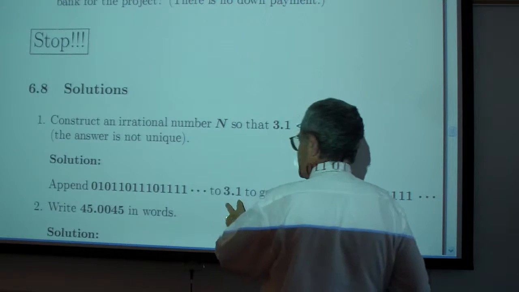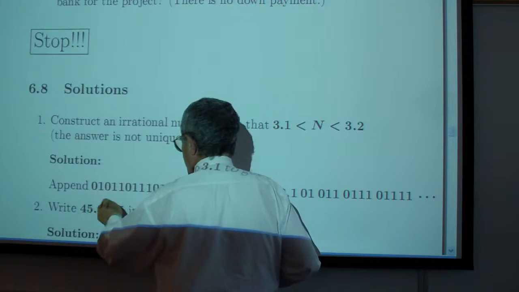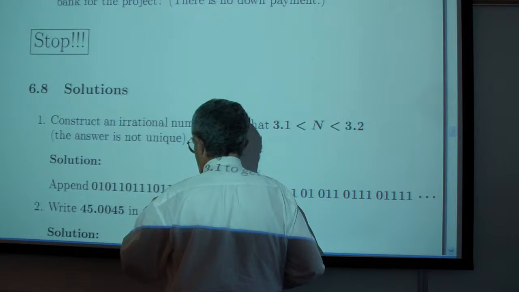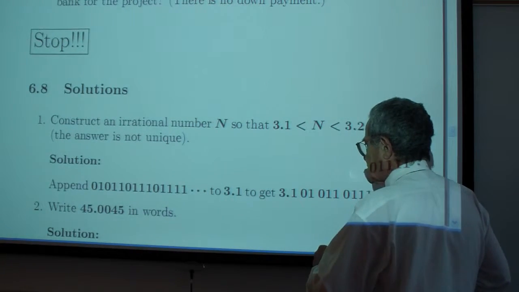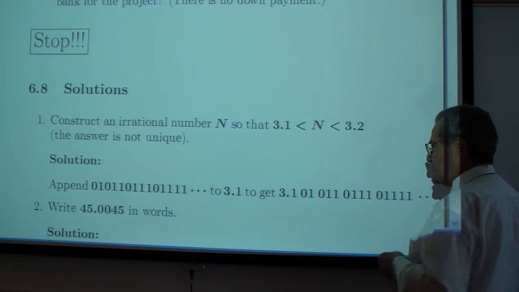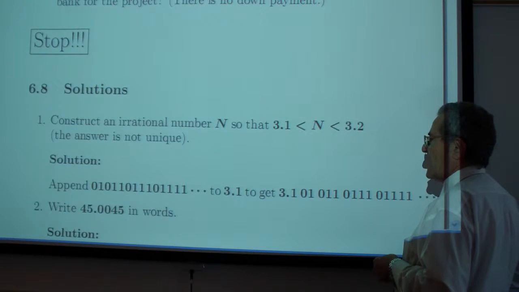Take 3.1, append 0, 1, 0, 1, 1, 0, 1, 1, 1, 0 with 4 ones, 0 with 5 ones, 0 with 6 ones, and so on, just to make sure that you have no pattern that repeats itself. That will be an irrational number.